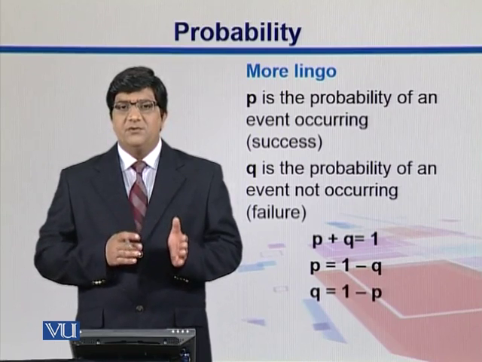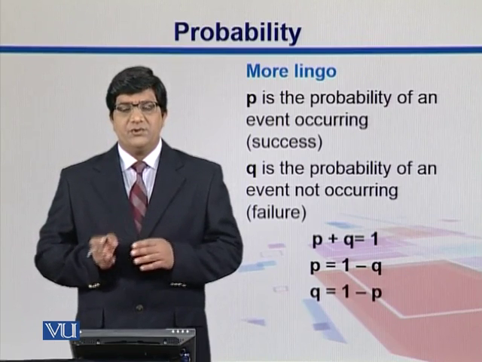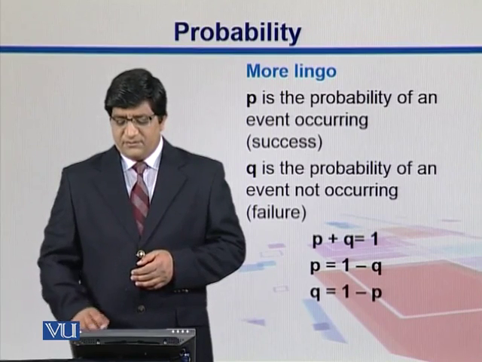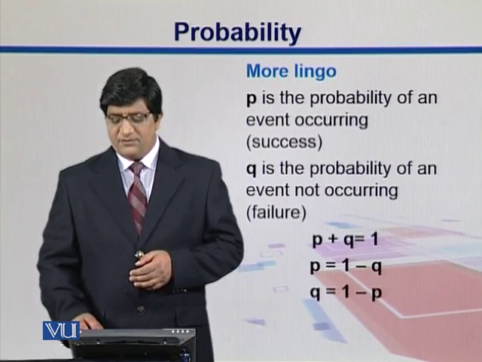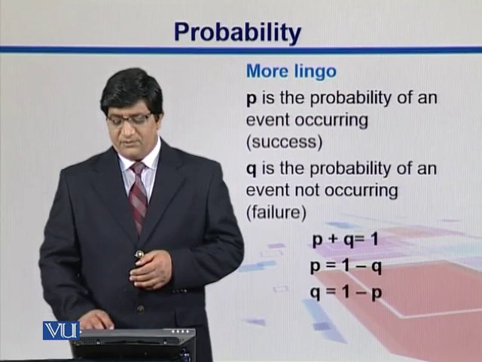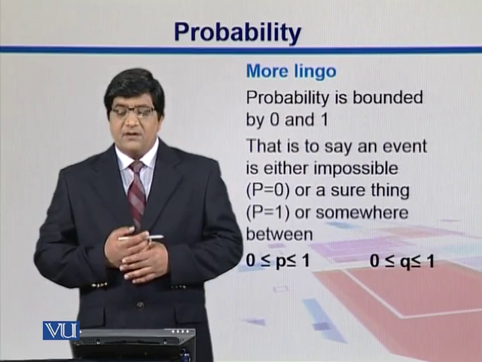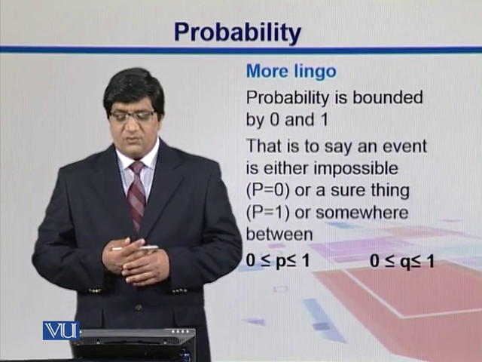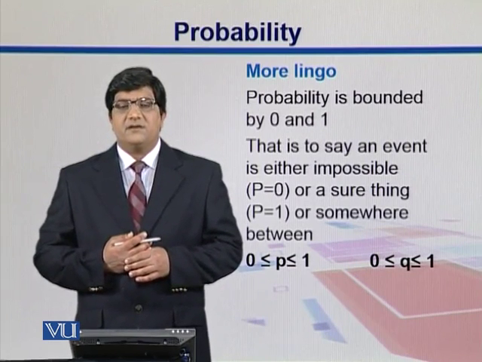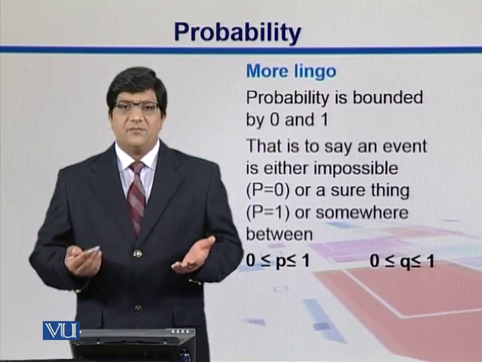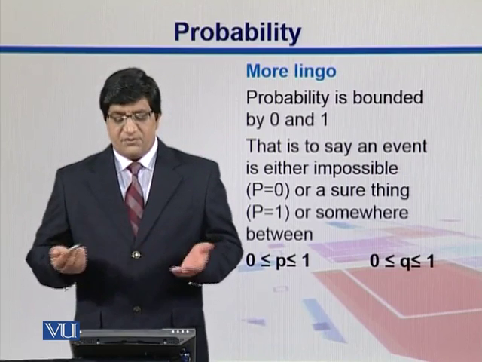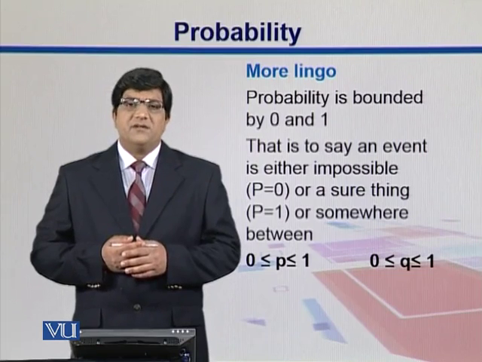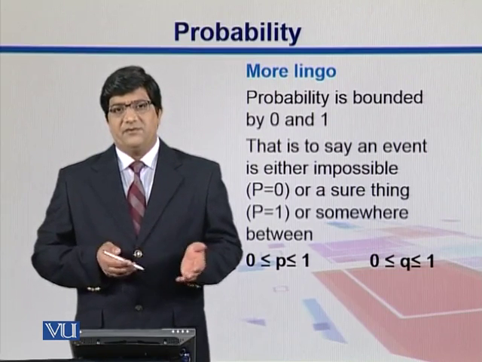So if you know P, you can get Q. If you know Q, you can get P through these equations. If you flip around, P is equal to 1 minus Q and Q is equal to 1 minus P. Probabilities are bound between 0 and 1. That is to say that an event is either impossible, where the probability is 0, or a sure thing, that is P equal to 1, or something in between. So it can be any value between 0 and 1.